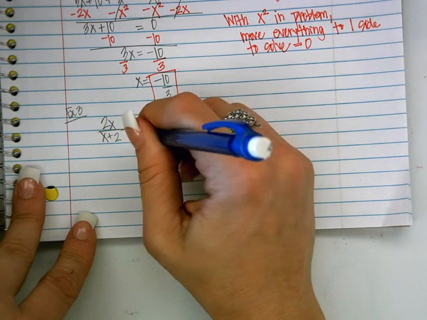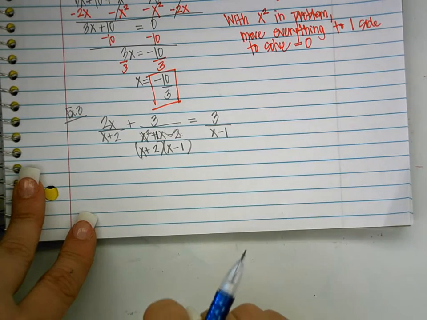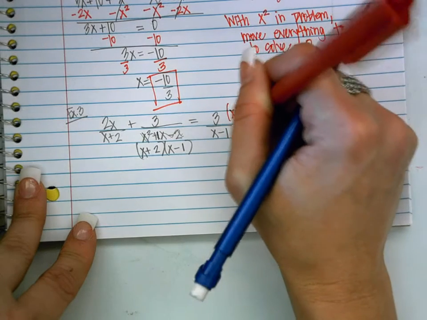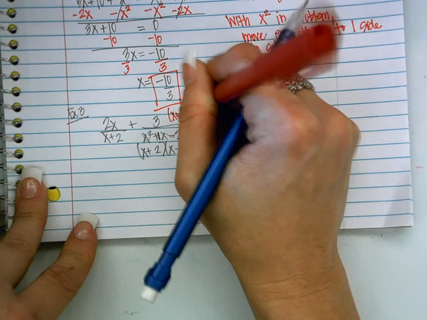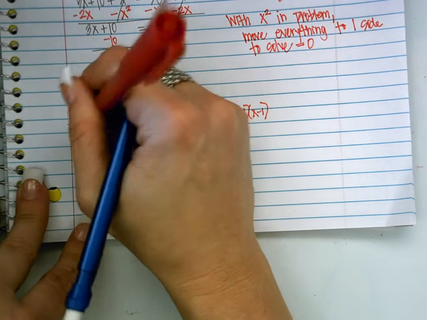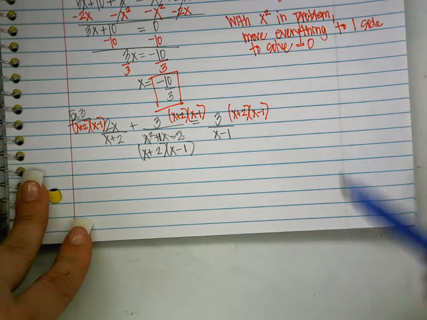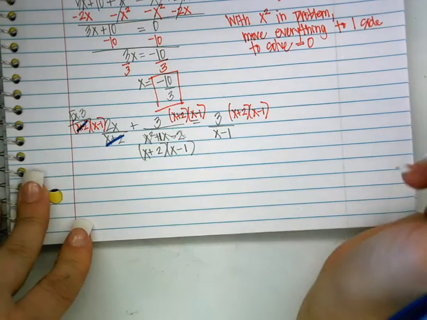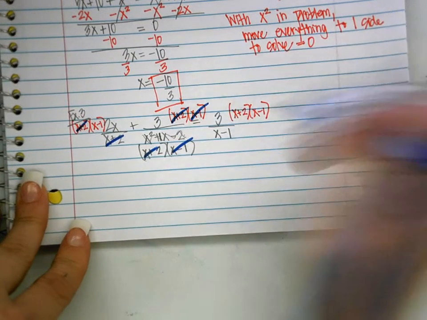So this basically is the LCM, right? So you're going to multiply every single part of this equation by x plus 2 times x minus 1. And write it towards the numerator, towards the top, so that it's easier to reduce things. Then we reduce. So for the first part, the x plus 2's go away. Second part of your equation, everything reduces. Third part, the x minus 1's reduce.